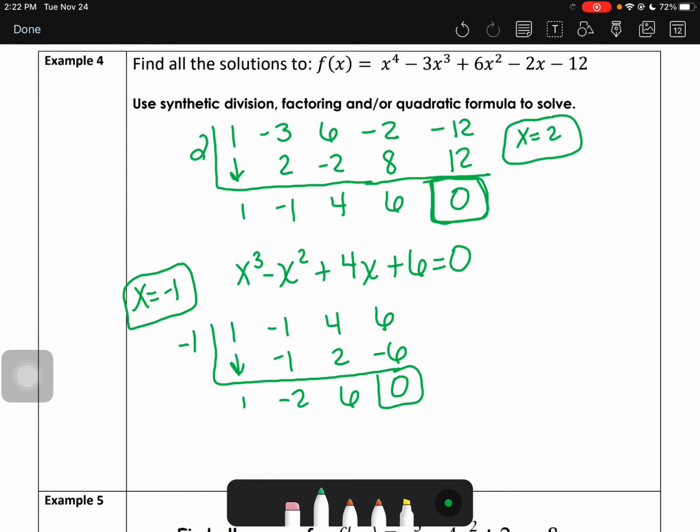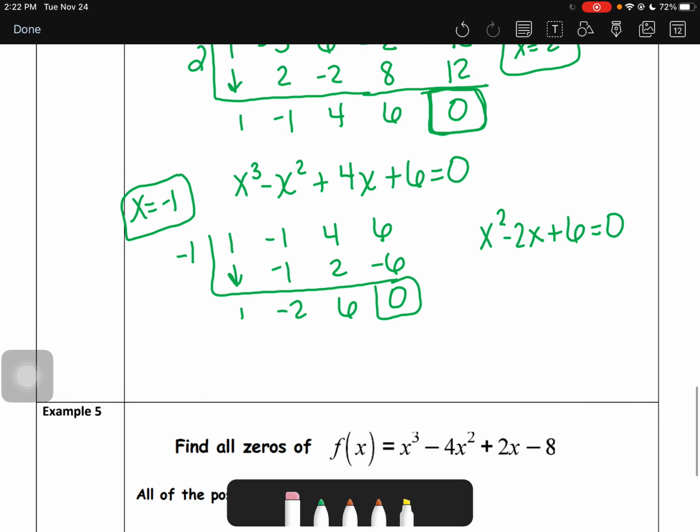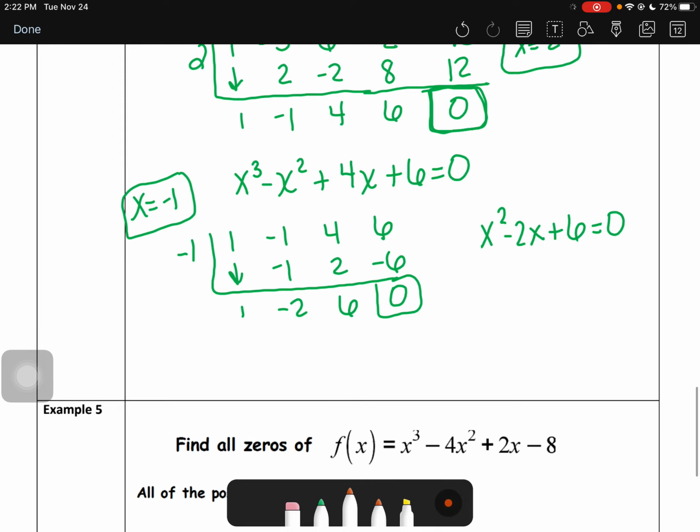So we're going to take a look now at this problem with what we have left and rewrite it as a quadratic. So we have x squared minus 2x plus 6 equals 0. So we could try our x. 6 would go in the top and -2 in the bottom. What two numbers multiply to be 6 but add up to be -2? That is not going to work. And in synthetic division, we didn't see any other zeros. So we are at the quadratic formula.